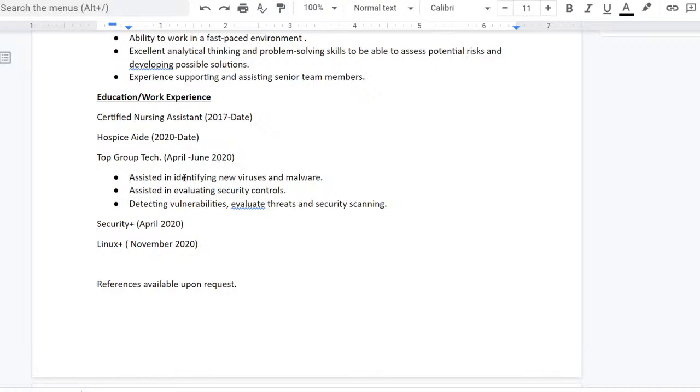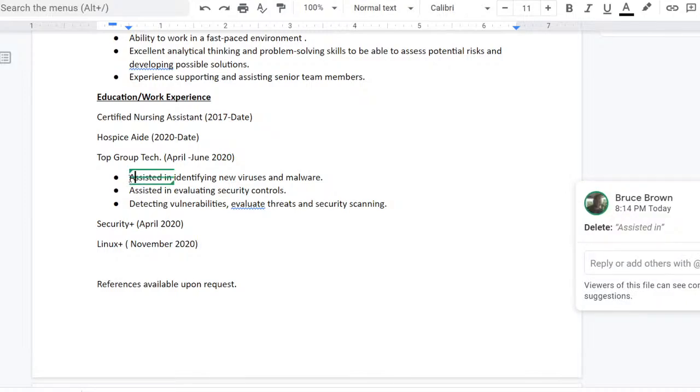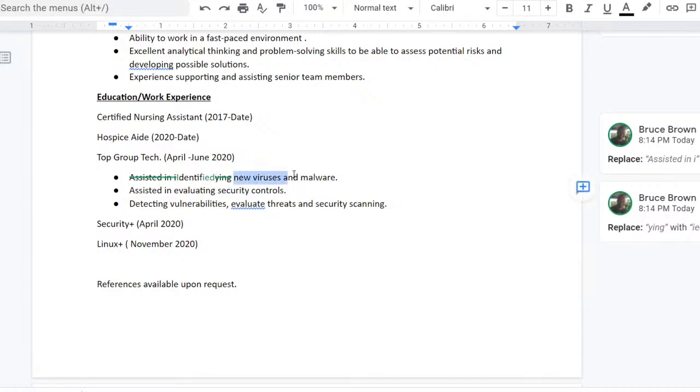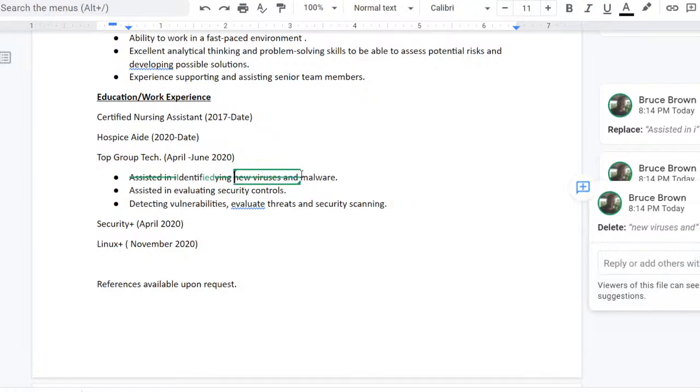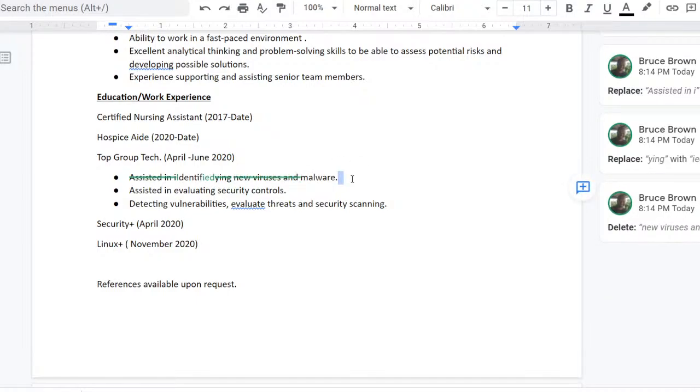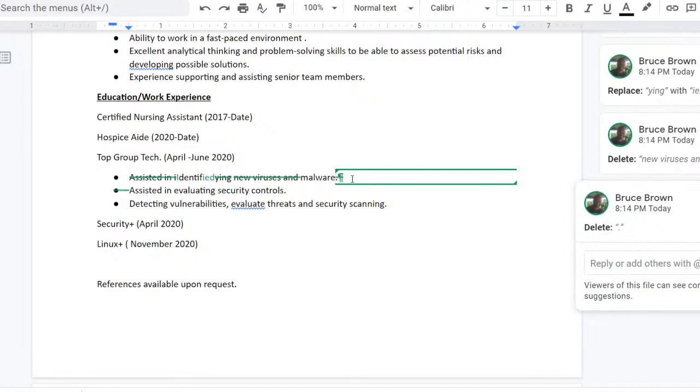So this was last year. Let's put, instead of assisted, let's just go right and let's make this an impactful statement. Let's say identified new malware, and then what would we have to go into the impact of this? What was the impact of identifying the malware? If you identified malware, you potentially stopped ransomware, you potentially stopped a Trojan, on how many systems?